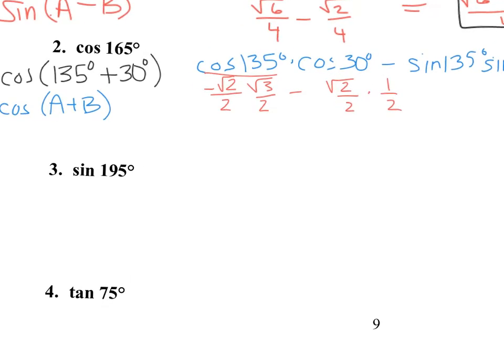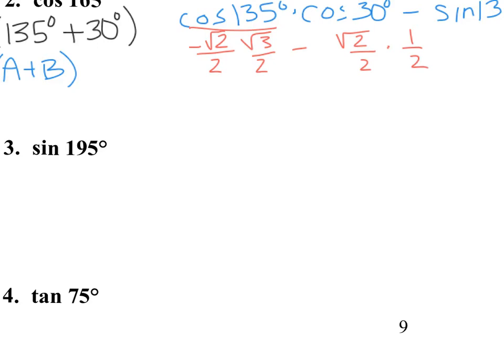So now I just need to clean these up here. So this is going to be negative root 6 over 4 minus root 2 over 4. You can write it like this, or you can combine the numerators together. But this is the exact value.